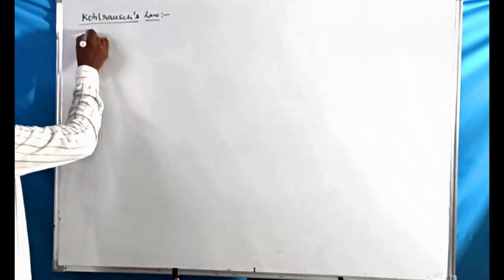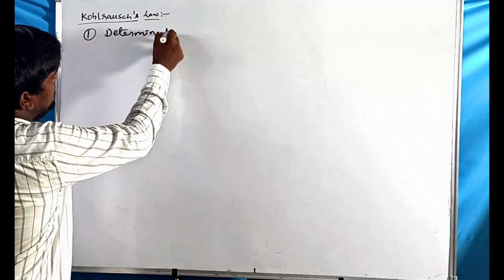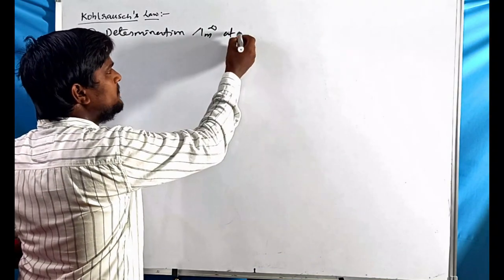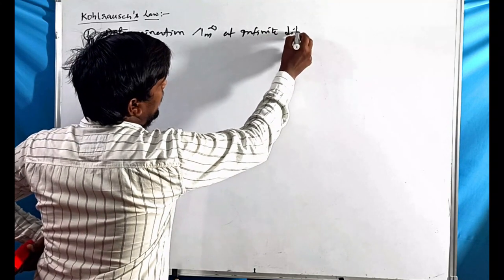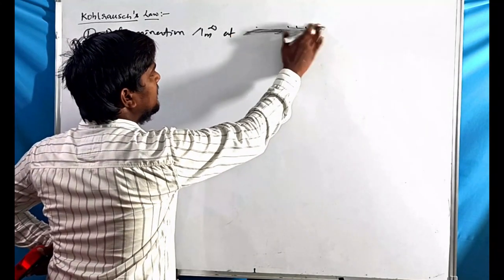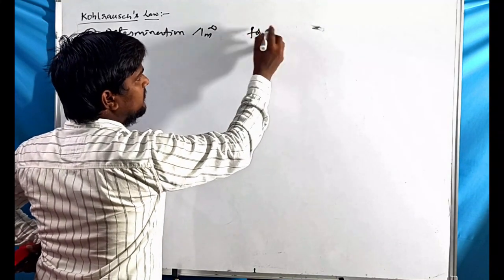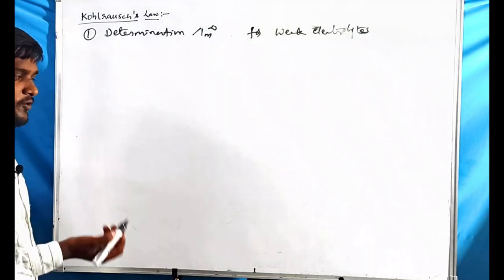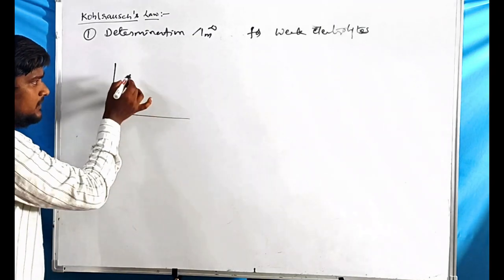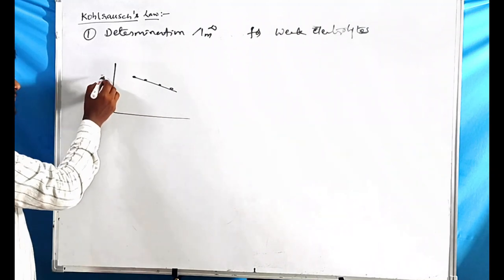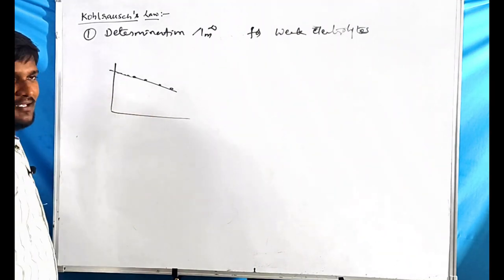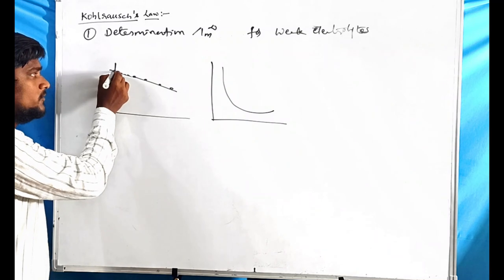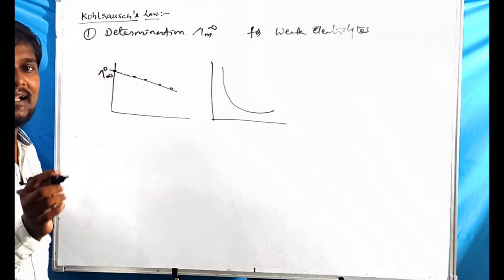Now the first application: determination of equivalent conductance lambda m at infinite dilution for weak electrolytes. In the previous case, we used the extrapolation method. In the extrapolation graph for strong electrolytes, we observe a small variation, but in case of weak electrolytes, we observe a rectangular hyperbola. So for strong electrolytes we can find the equivalent conductance at infinite dilution.